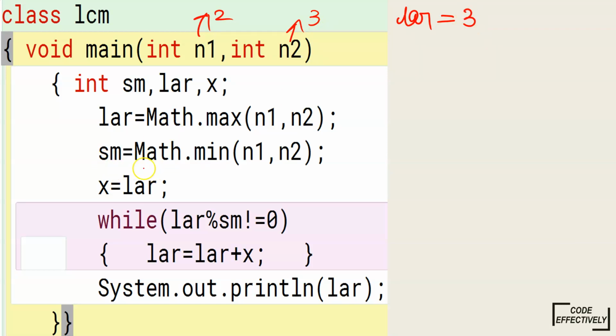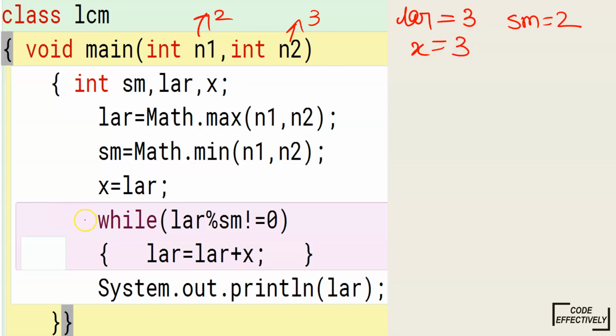What is the value of sm? sm is equal to Math.min. The minimum number between 2 and 3 comes out to be 2. That's obvious mathematics. Now let's take x is equal to lr. What is the value of lr? lr is 3, so x will be 3.